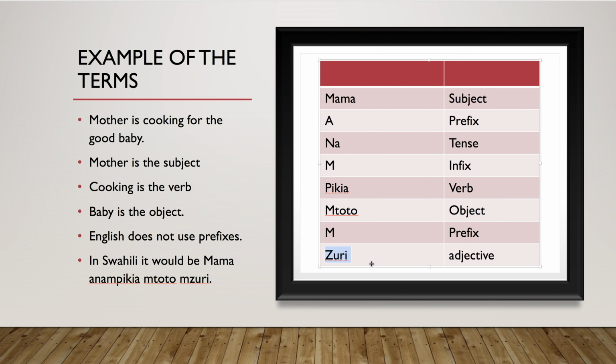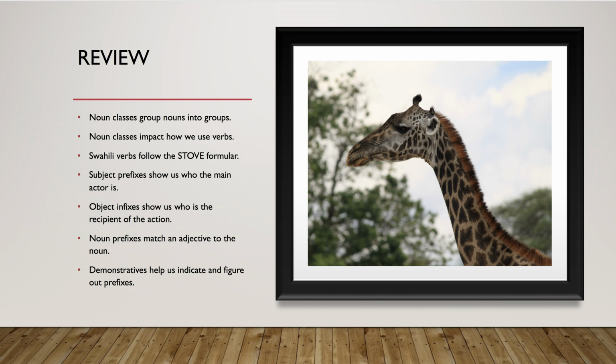So we also have zuri, which is an adjective. An adjective is simply a word that we use to describe a noun. So in our sentence here we have mtoto mzuri. We have a good child. This has to match with this. And this is a characteristic of different noun classes. This letter here is going to change depending on what noun class you're working with. So I hope that up to this point you're beginning to understand how all of these things work.